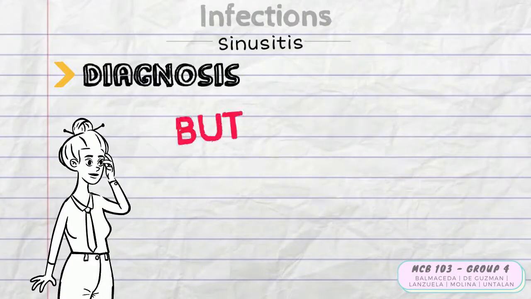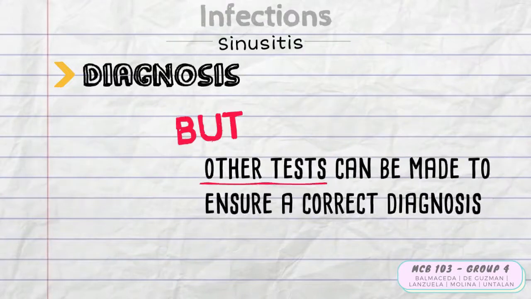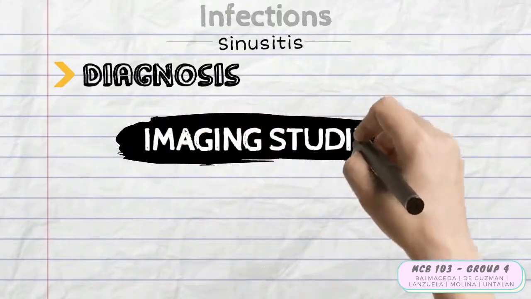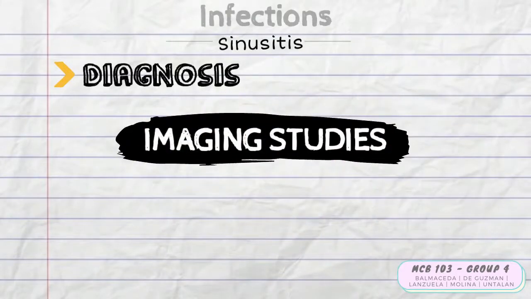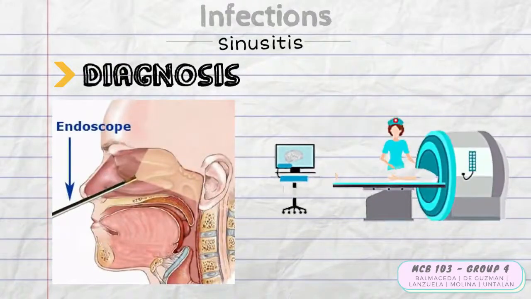But when the case seems to be similar to other infections, other tests can be made to ensure a correct diagnosis. Imaging studies are essential methods to have vision of the inside of sinuses. Some examples are nasal endoscopy and CT scan.